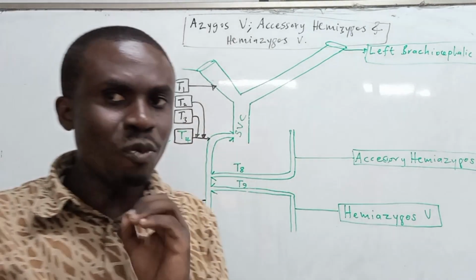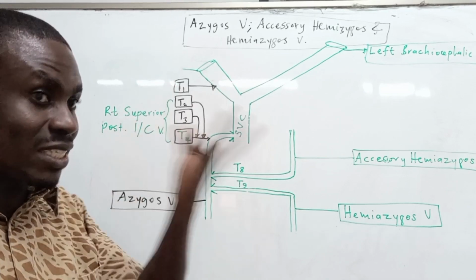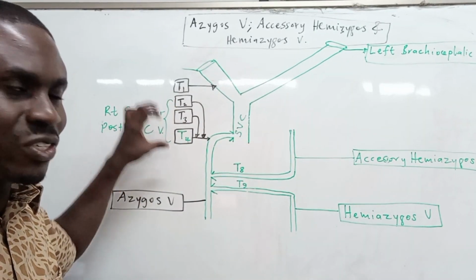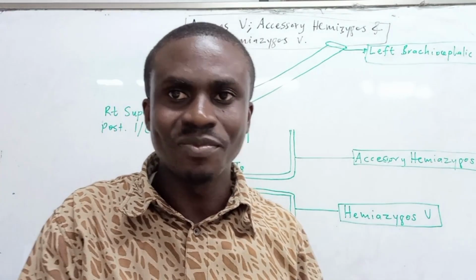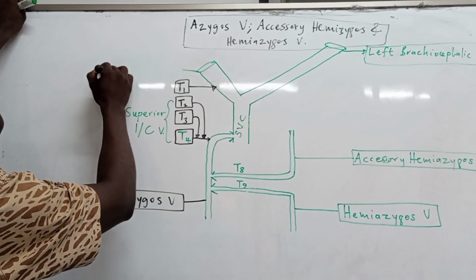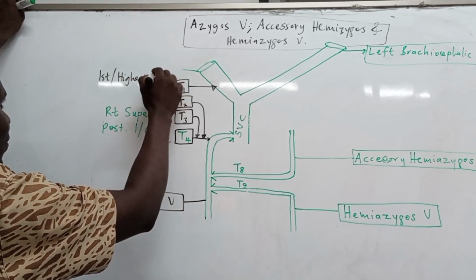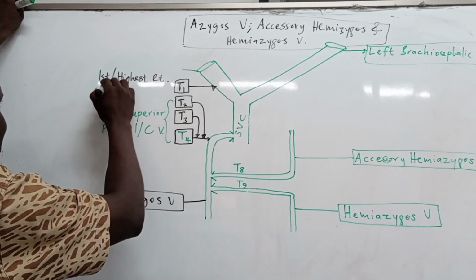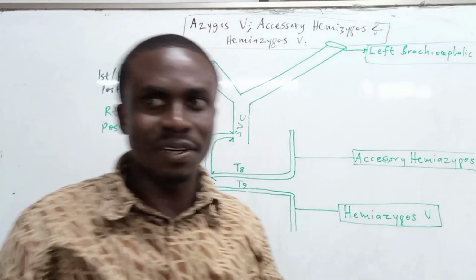Now, there's another thing about the nomenclature over here. This is the right first posterior intercostal vein. First is the first one. We are not calling it superior. The superior is rather the second, third, and fourth united. This is the first. And this first can also be called the highest, or you can also say supreme. So this one we are calling the highest, the first or the highest right posterior intercostal vein. I want you to appreciate that.